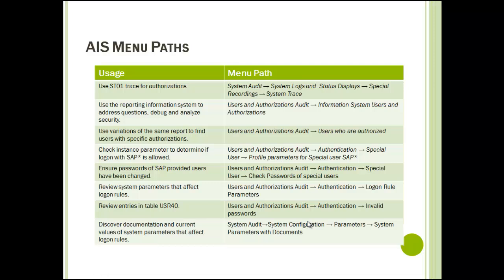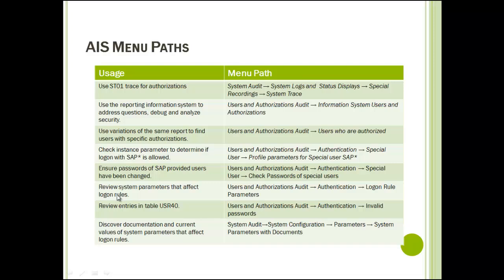Then the audit information system menu path. We have ST01, which you already know the use of. This is the menu path in audit information system security, and the second one is the report for information system to address questions, debug and analyze security. Then you have a couple of security related items such as SAP star profile parameters.